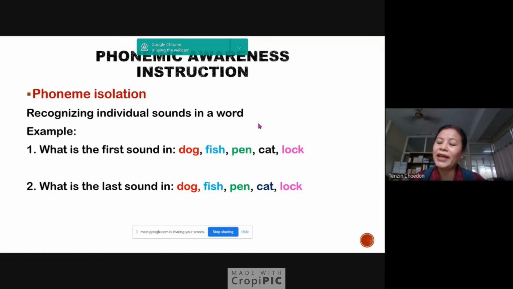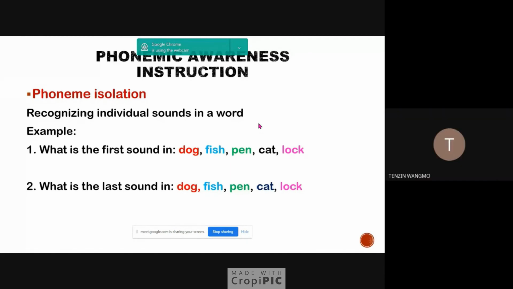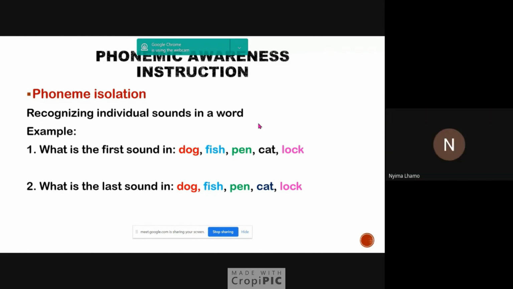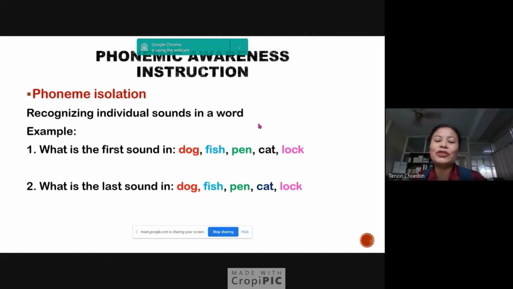Last sound for pen. Yes, good. Cat. Lock. Yeah. So the "k" sound is not produced by the letter K only, but by C and K together. This is the two-letter "k."